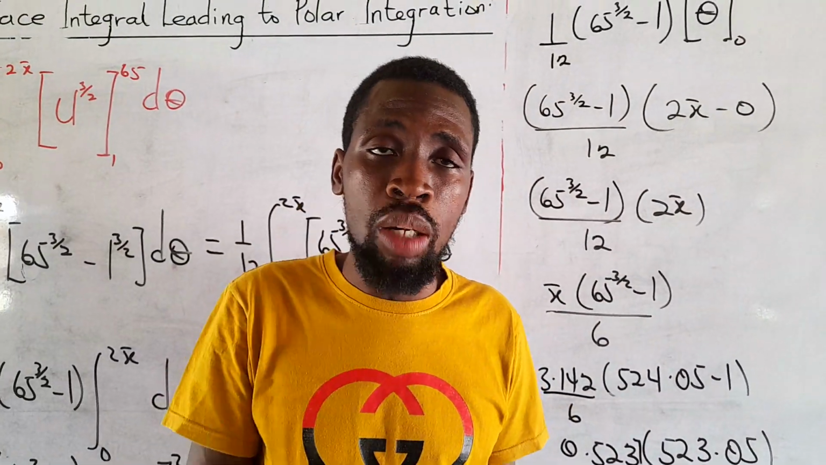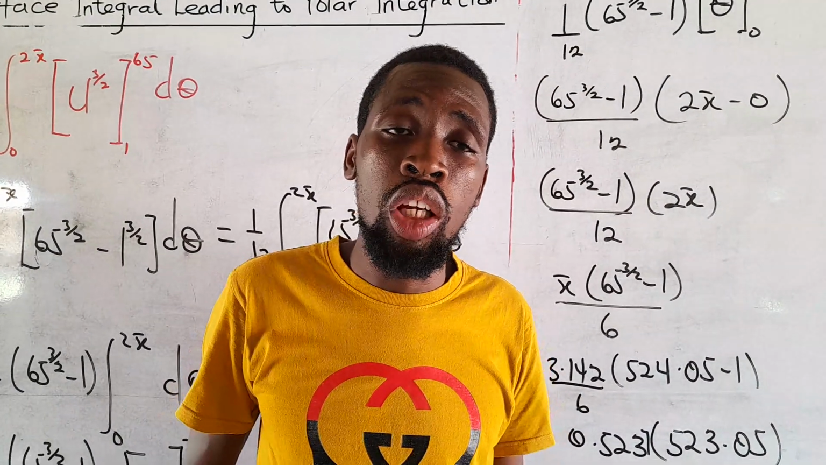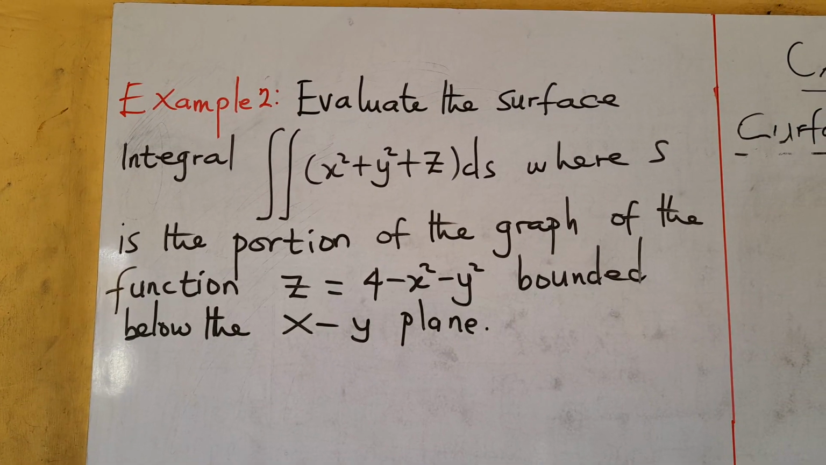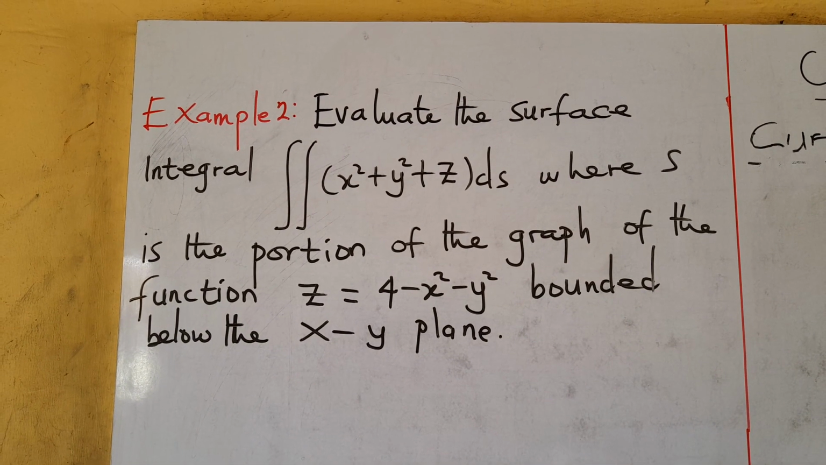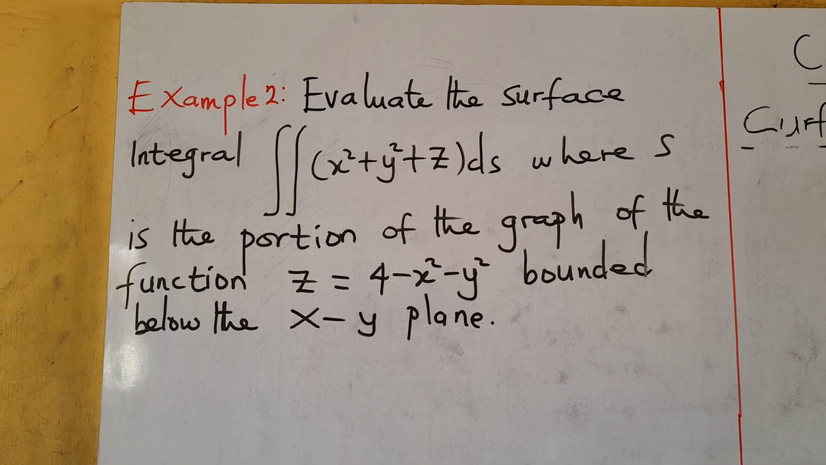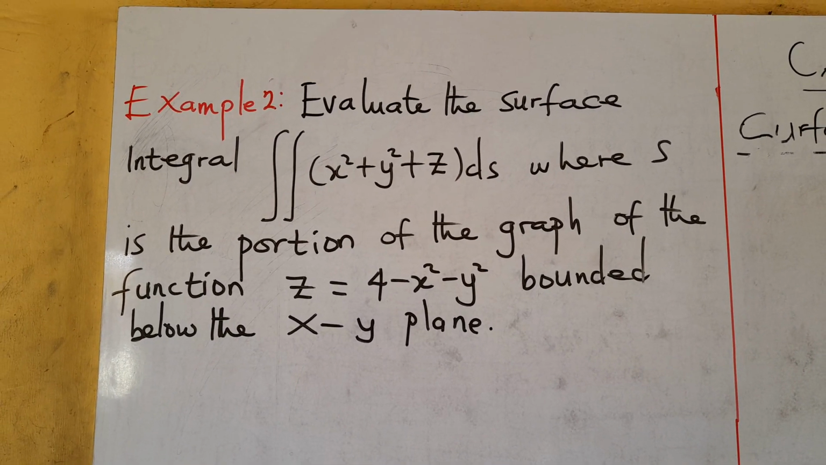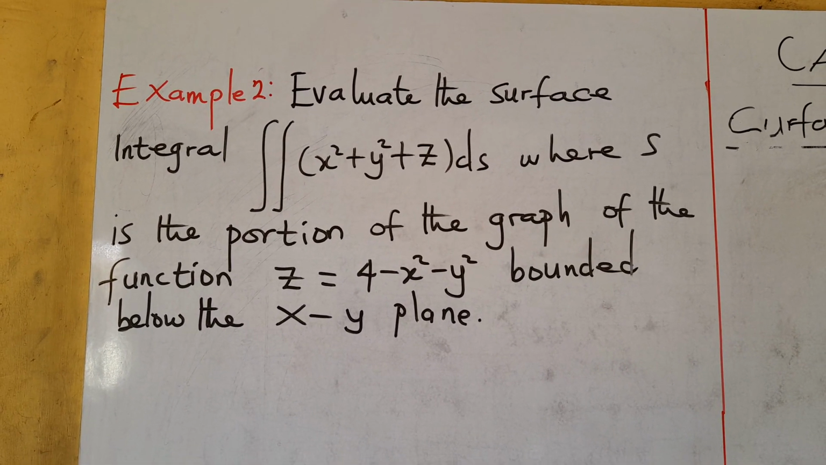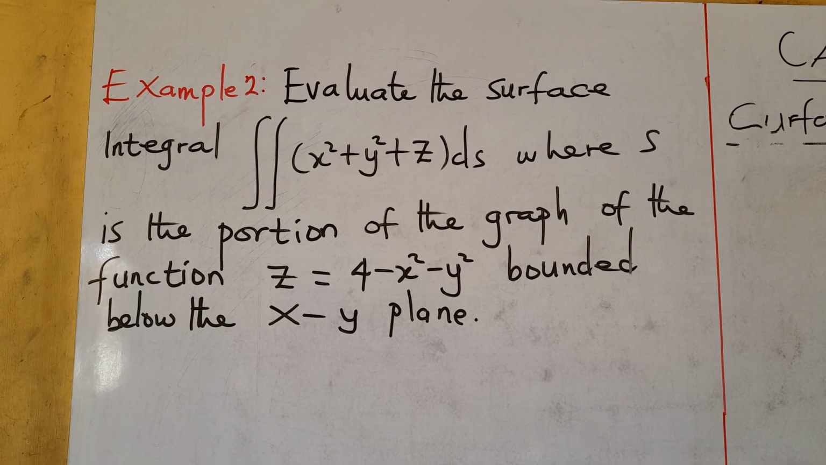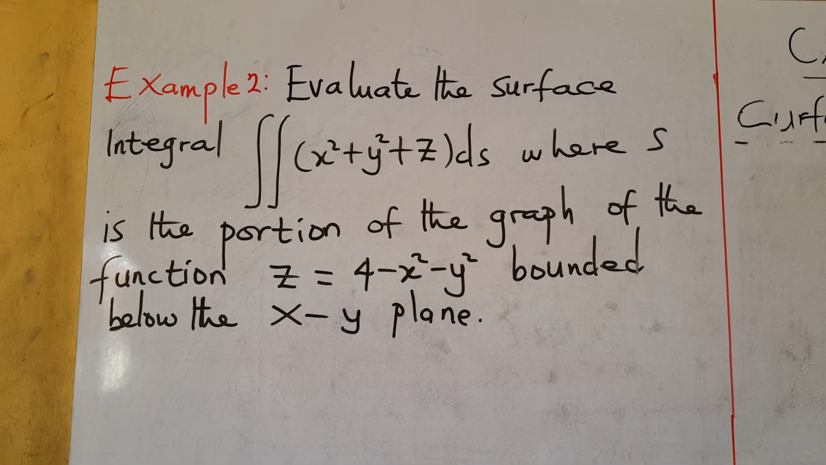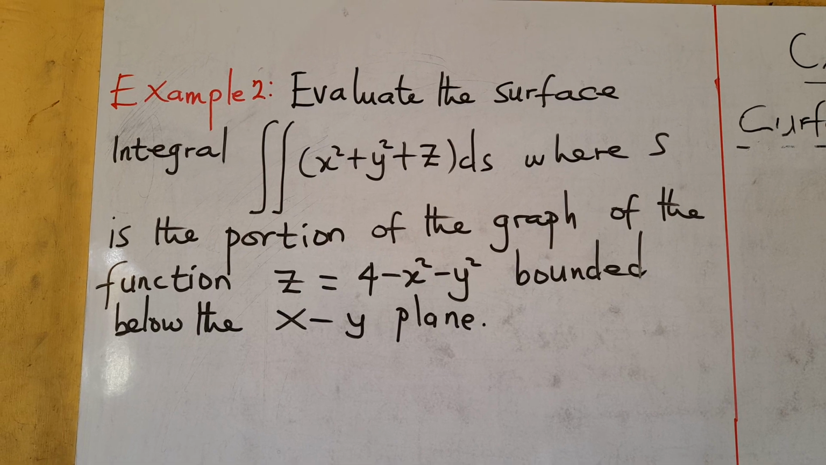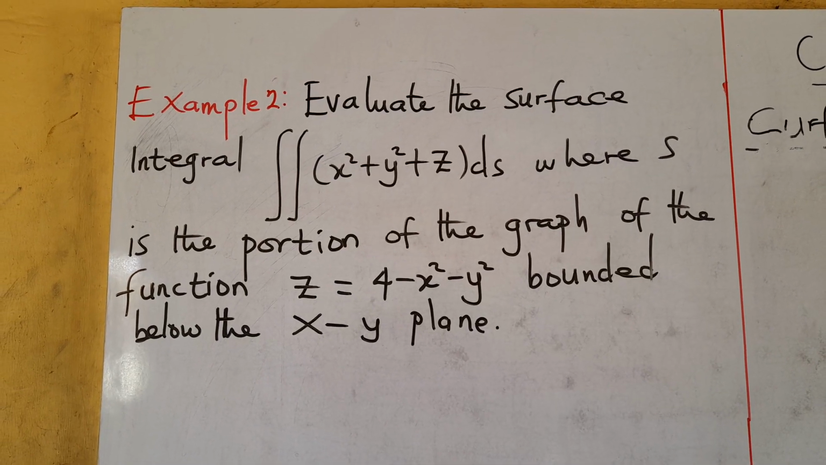We'll solve one more example on this so that you'll be abreast with the concept. So we'll solve our second problem on this. They say evaluate the surface integral, double integral of a function x squared plus y squared plus z dS, where S is the portion of the graph of the function z equal to 4 minus x squared minus y squared, bounded below by the xy plane.